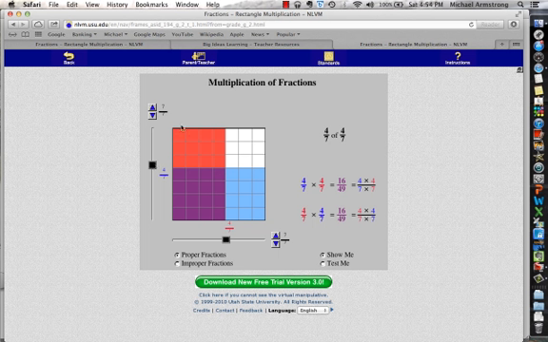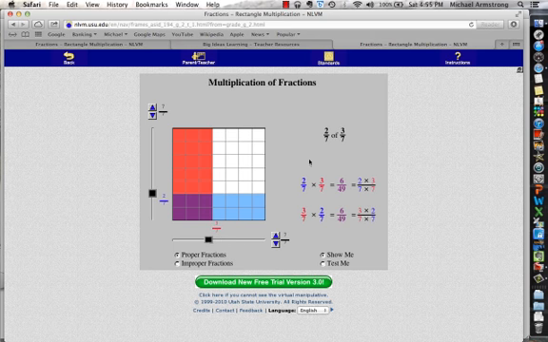4/7 times 4/7. We've got our 4/7 in the columns and our 4/7 in the rows, and 4/7 of 4/7 is this 16/49. Notice this square is 7 times 7, which is 49 little squares, and 4/7 times 4/7 equals 16/49. 4 times 4, 7 times 7. This is a great little tool that's online to help you draw out what fractions of fractions look like.